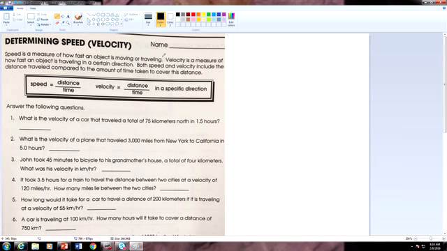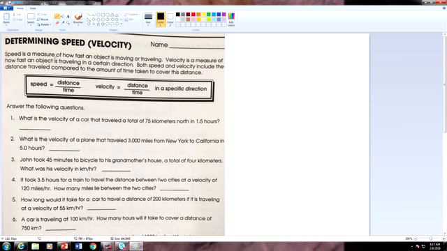I'm going to lead you through which formula to pick, but you will hit pause at the end after I give you the formula for the question, and then do your calculations, and then you can hit play again to move on to the next one, and you'll continue through the worksheet in that way.